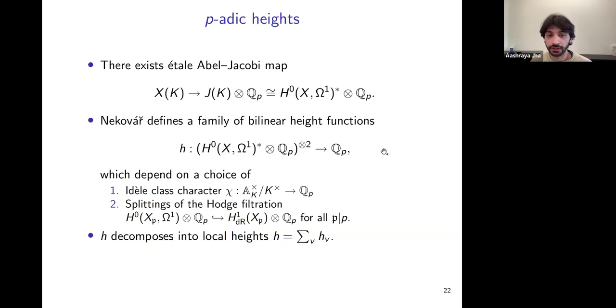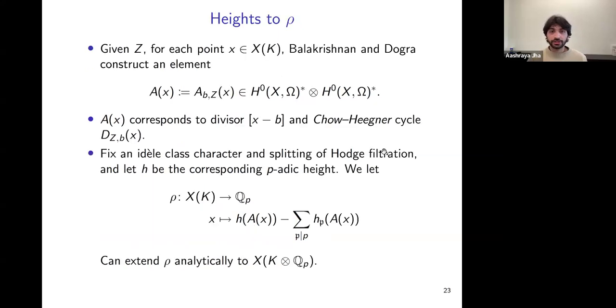Okay, I'm going to move on. So how do we get to this row? Balakrishnan and Dogra construct this element, which I'll call AX, inside this functional space of the one forms. And this AX corresponds to this divisor X minus B and this Chow-Heegner cycle, DZBX.